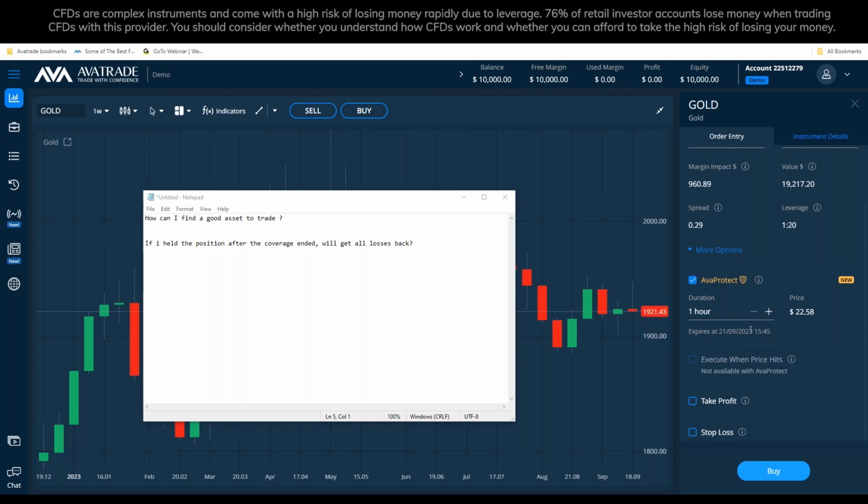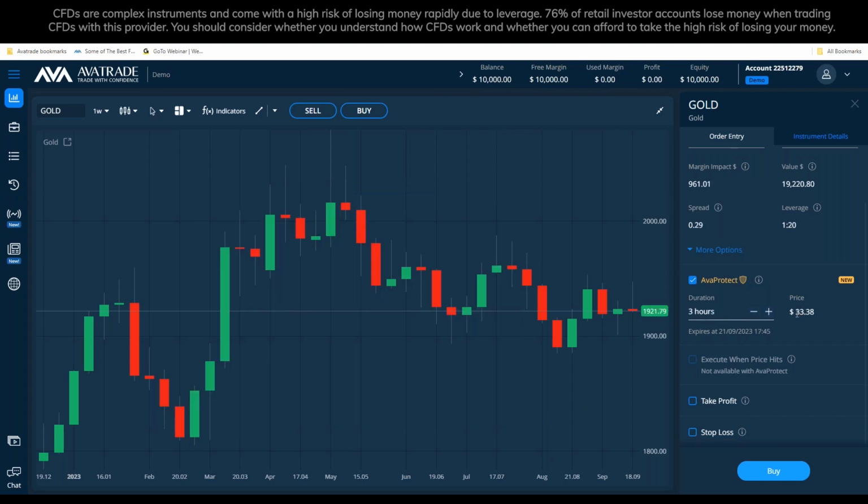What does it say here? The coverage. It will only give me back what I lost during the coverage. So, in other words, if I keep the position open, I won't receive the rest of my loss. I will only receive what I lost during that coverage. And this is why the fee becomes more considerable when I increase the length. 1 hour costs this much. 3 hours cost this much. 1 day is already 56 quid. 2 days is 63, and so on.